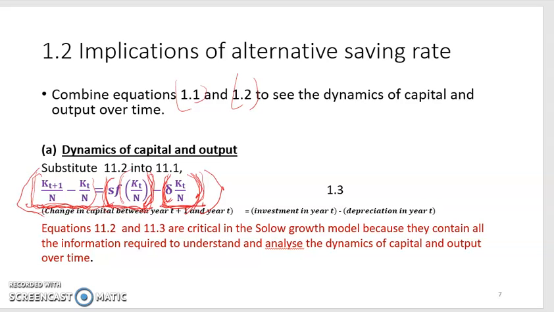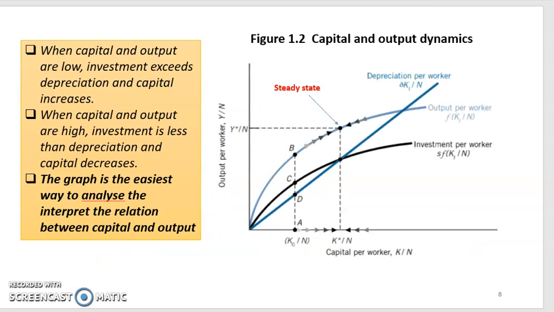Equation 11.3 together with 11.2 are critical to the Solow growth model because they contain all the information required to understand and analyze the dynamics of capital and output over time. And the easiest way to interpret them is to use a graph. We do this in this graph here, where output per worker is measured on the vertical axis, and capital per worker is measured on the horizontal axis.